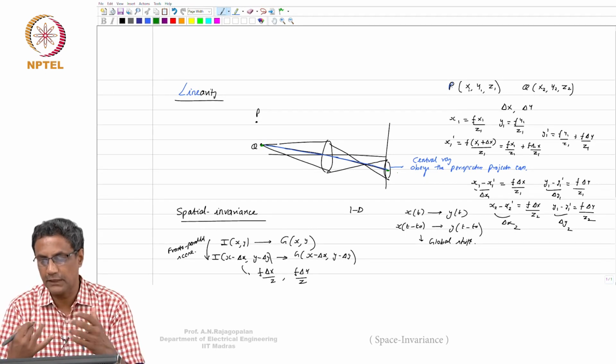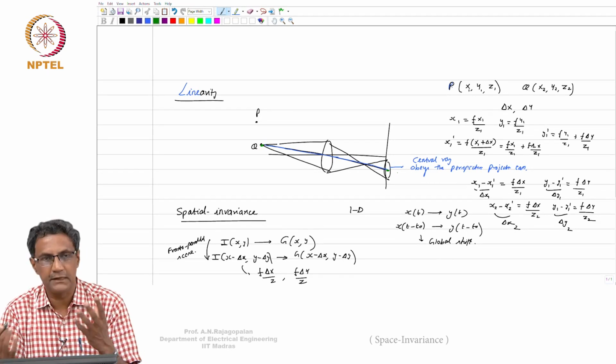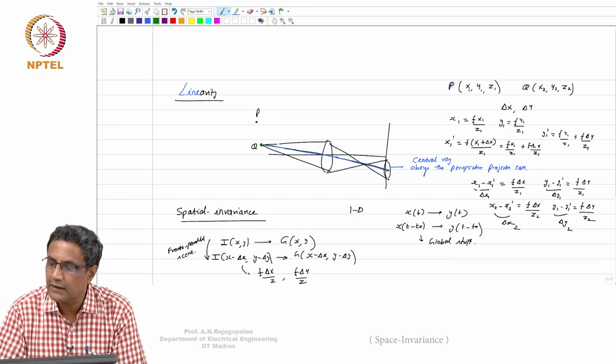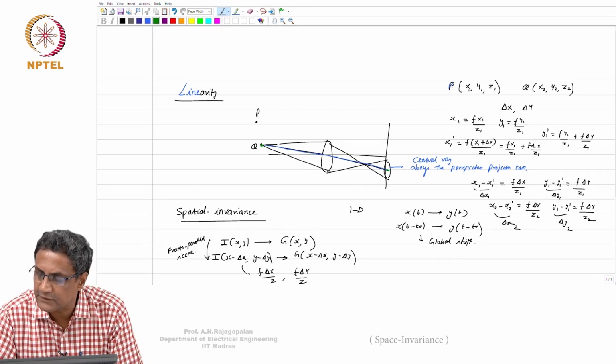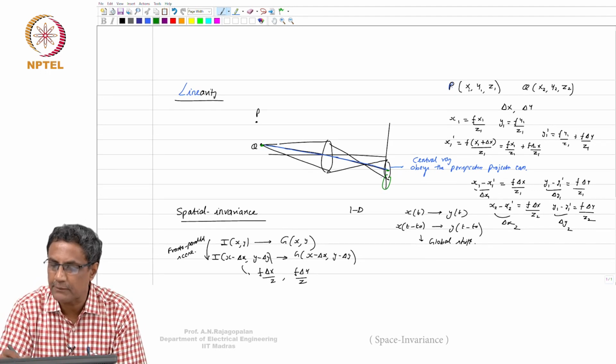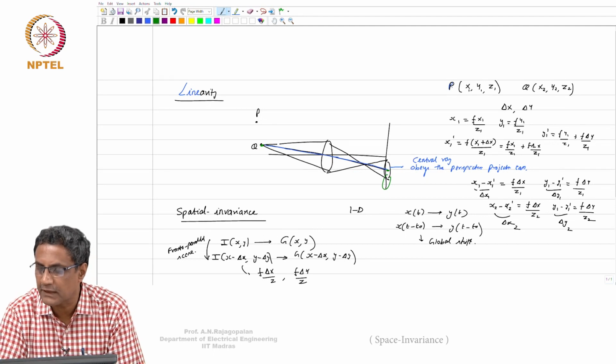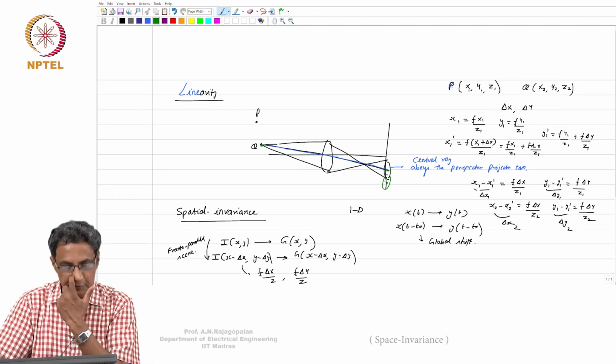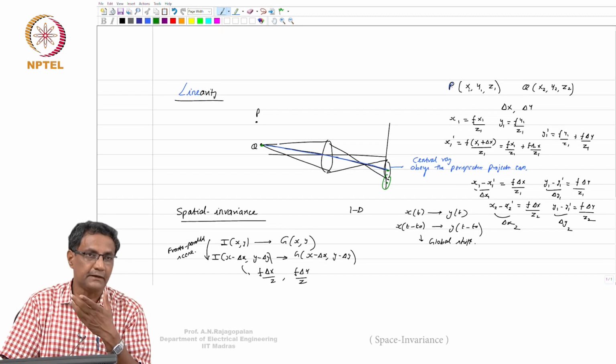When you're doing this delta x, delta y, capital delta x, capital delta y shift, imagine that, because of this, the blur circle shifts somewhere down. If you were to think of the pinhole equivalent, what will happen is that this point, instead of appearing here, would have appeared somewhere else, that shift being equal to f delta x by z.